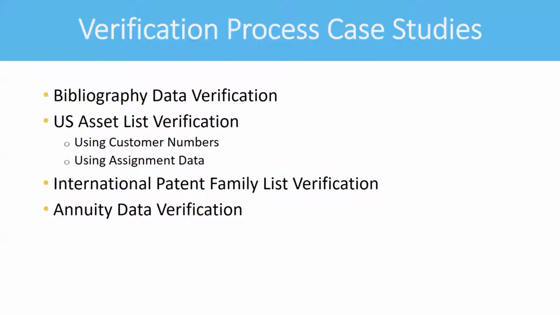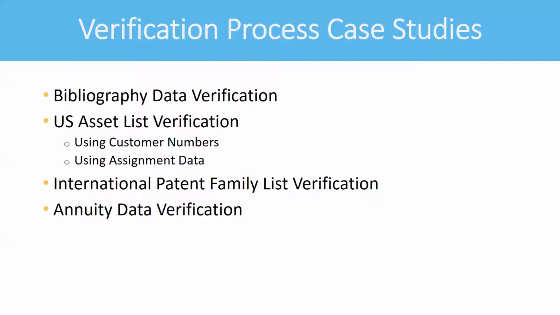Another way to check your list of assets, and I mentioned this one on the previous slide, is to check assignment databases, find everything that's assigned to you on these public databases and make sure those are listed in your own database. A third way is to compare your data against your law firm's data. So maybe you don't have a joint customer number with your law firms that you can compare against, but you can ask your law firms to give you the list of matters that they're handling and compare that against what's in your database.